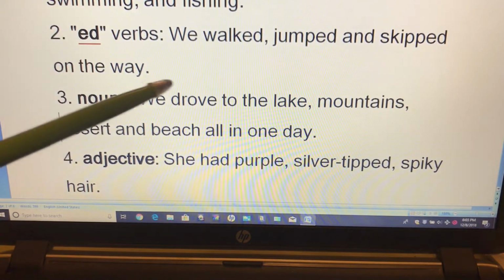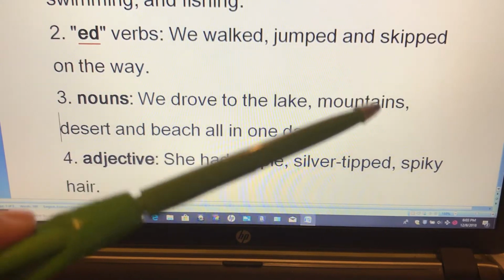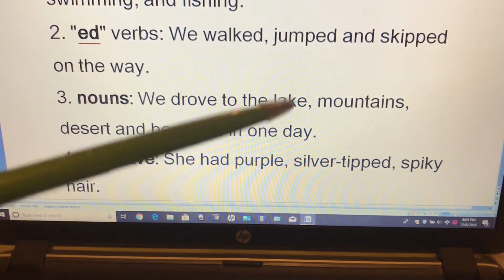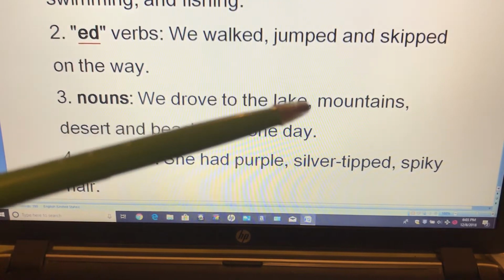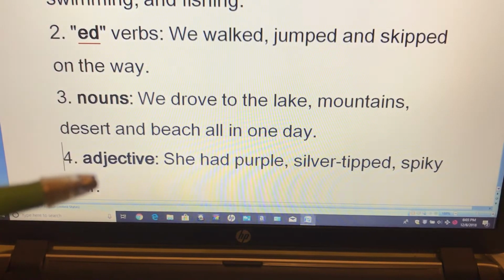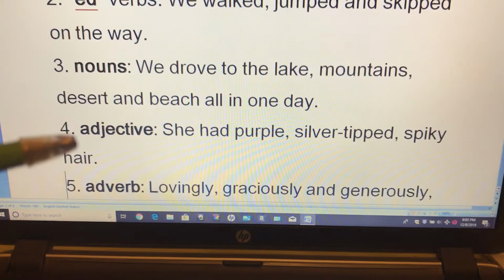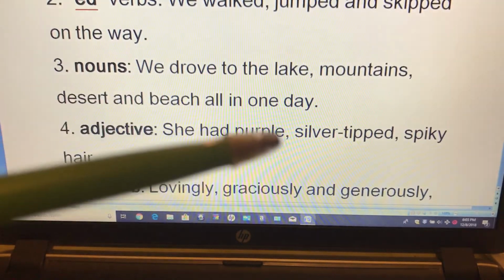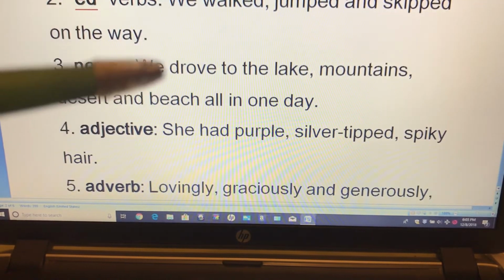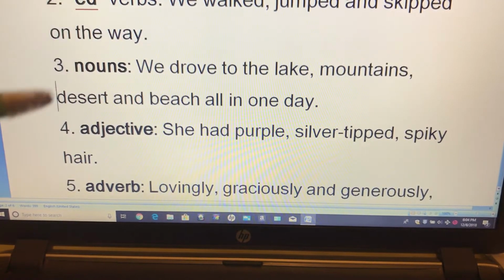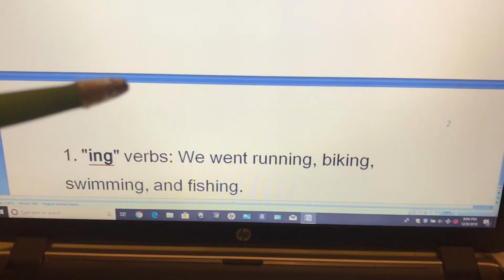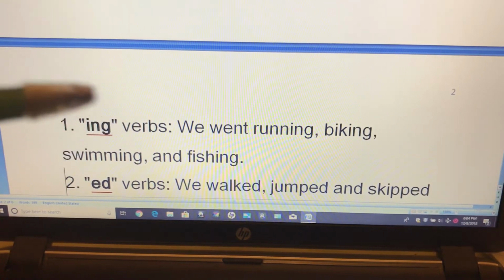For nouns, we drove to the lake, mountains, desert, and beach all in one day. So you see again listing. We drove to the lake, mountains, desert, and beach all in one day. In the adjective form, you see she had purple, silver-tipped, spiky hair. So you see the lists sort of kind of rhyme, as I said, right?